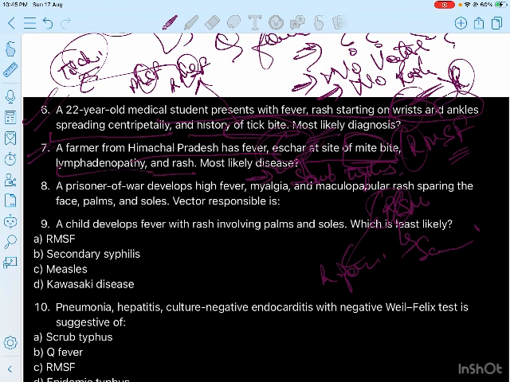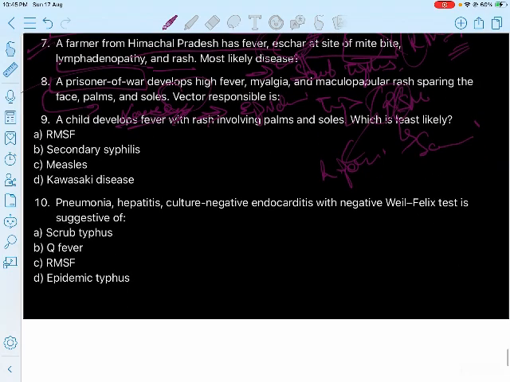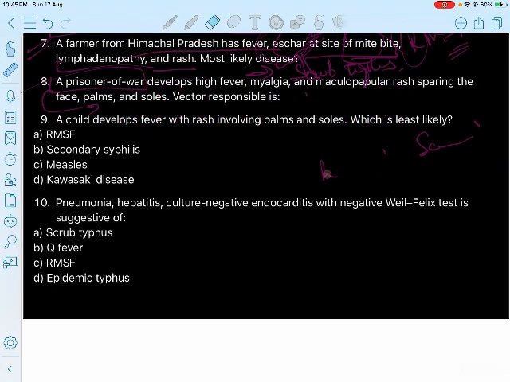Now the prisoner of war, when I told you the history, whenever prisoner of war comes or a history of jail fever comes, your vector would be louse and the disease would be epidemic typhus. So here the vector is asked, so it would be louse. This is your answer here. Now moving on to the 9th question.